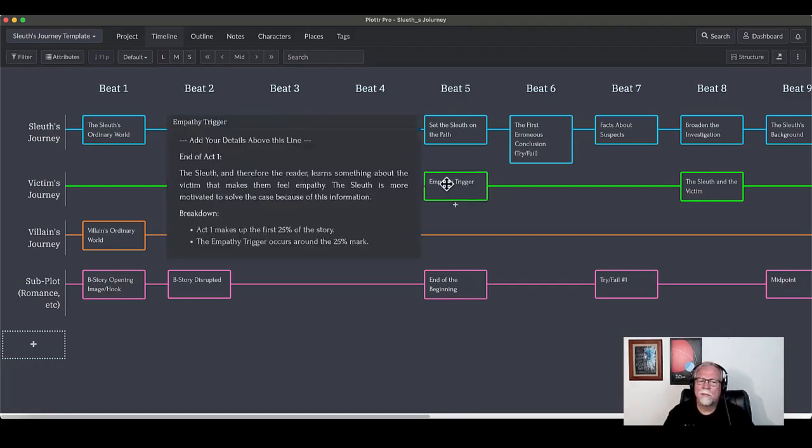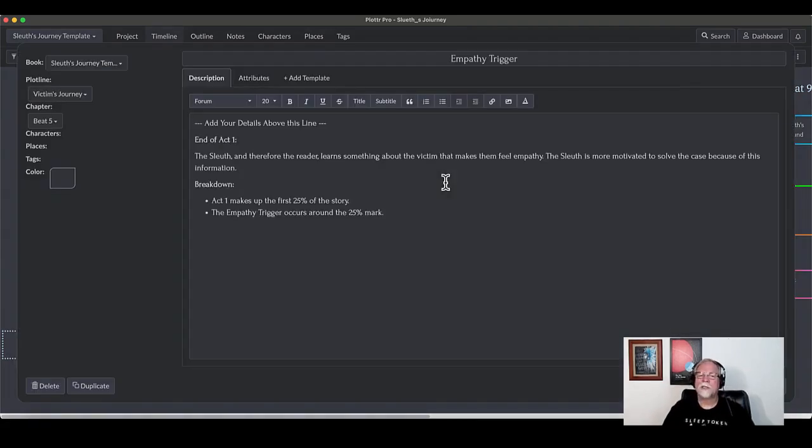Okay. This is the point also where we're going to have an empathy trigger. Now, I put this on the victim's journey because this is something that the detective is going to learn about the victim that's going to make them empathize with them. They're going to feel the same feelings that that character feels. Okay. And that's going to cause them to be more driven to pursue the story.